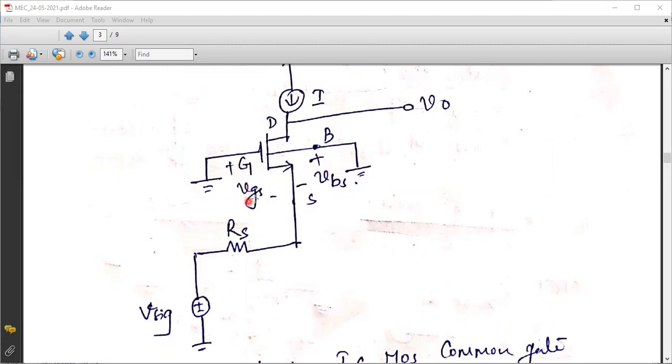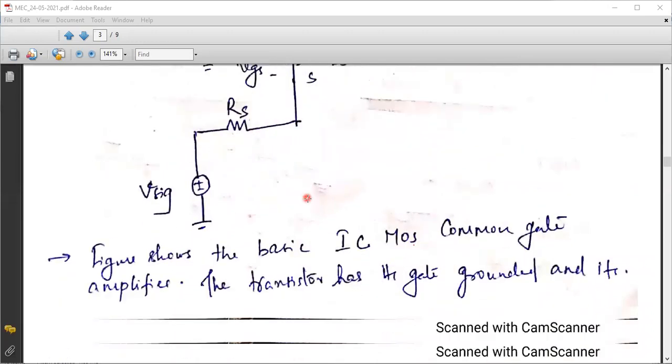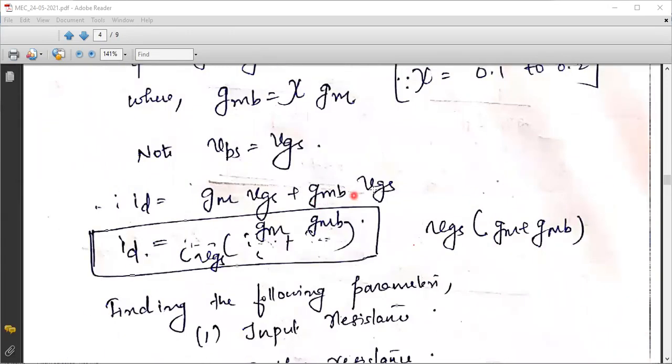So we can say that VGS is equal to VBS. Understood? Why? Because gate and body both are grounded, so they will be sharing a common potential, and source will be common to both these voltages. So VGS is equal to VBS. So you can take VGS common, right?